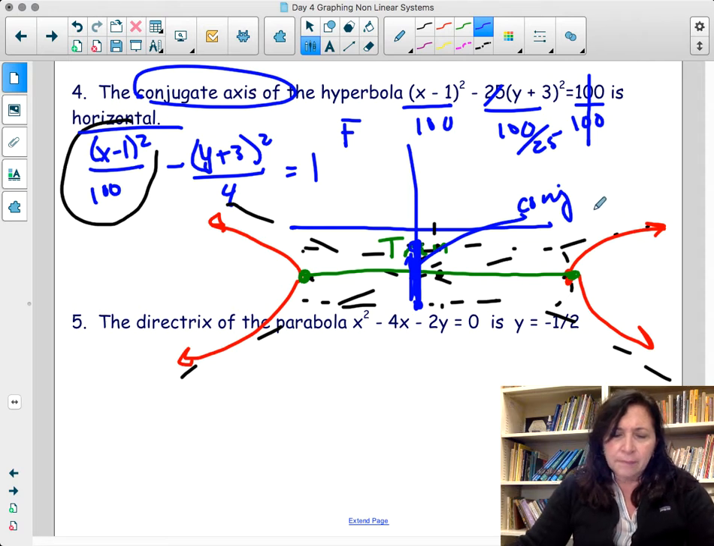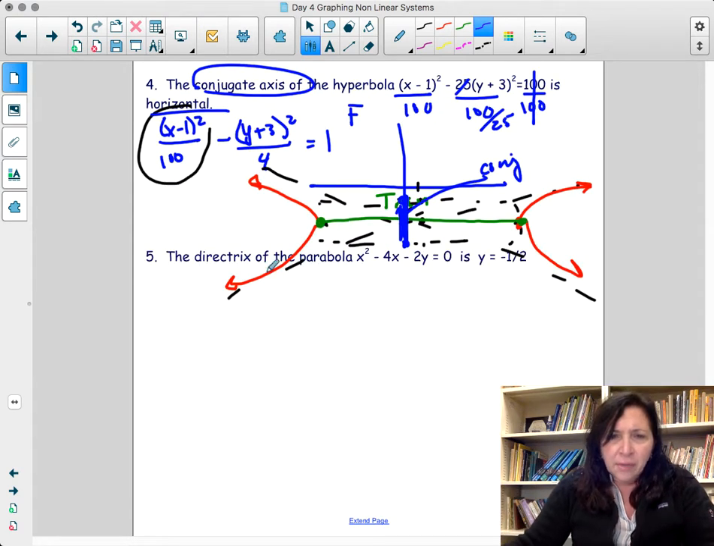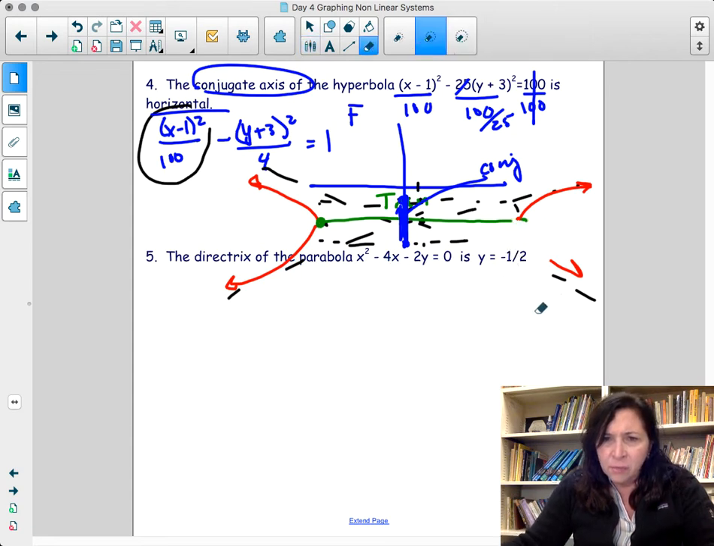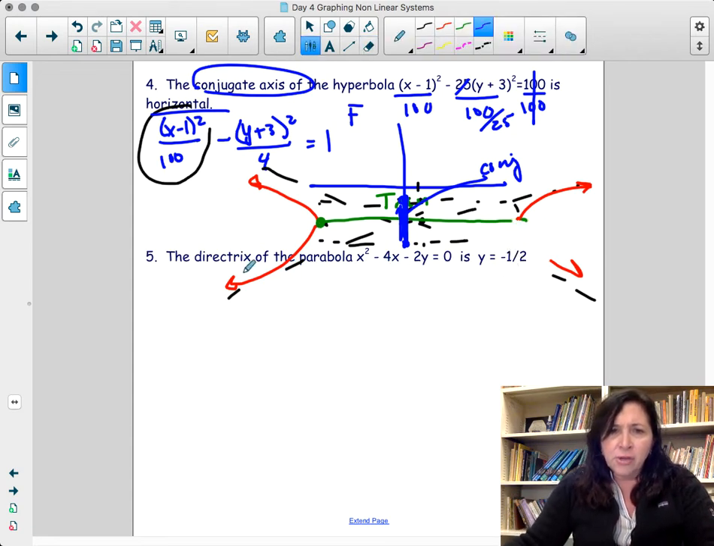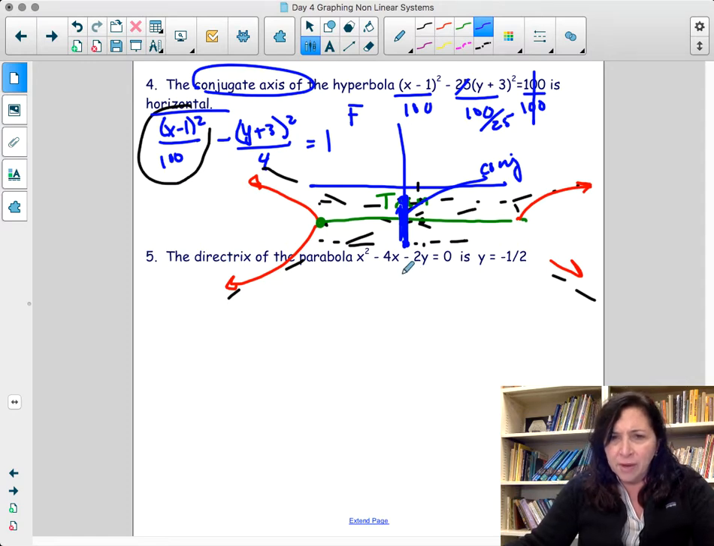The next question says, the directrix of this parabola is, and I think it says negative 1/2. So the directrix of the parabola, what we have here is this equation. I'm going to rewrite it. I see that I've got x squared minus 4x minus 2y is 0.